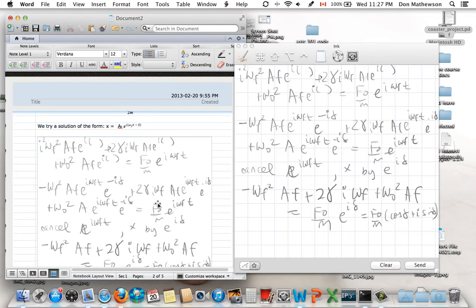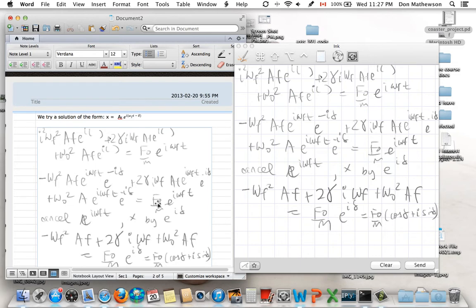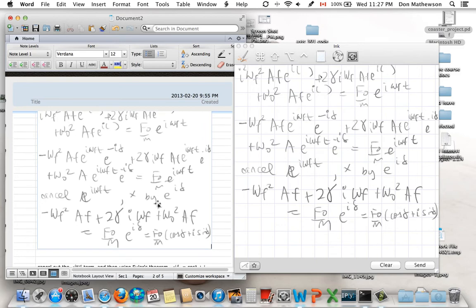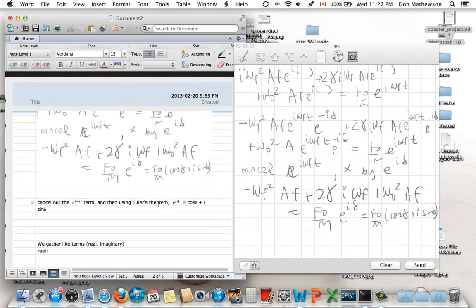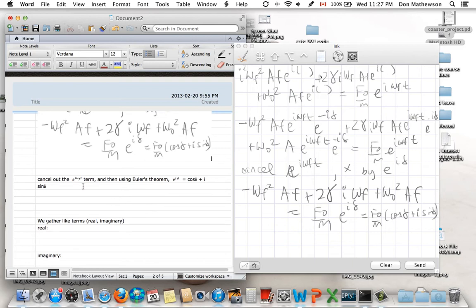Now that's a whole lot of differential equation solving, but we've actually gotten somewhere now, because we can now just compare like terms. So we've already canceled this term out, and we've just used Euler's theorem here on this side. And now we're just going to gather the terms together. So first, if we compare the real terms, this one's real, and the cos delta term will be real. We'll gather those together and write them here. And then the imaginary terms, well, there's this one on the left side, and then the i sine delta on the right side.